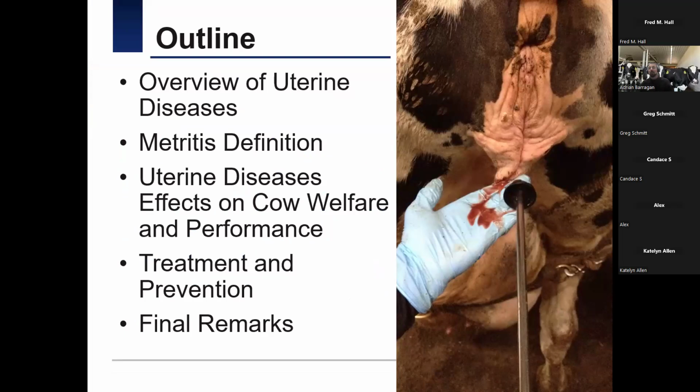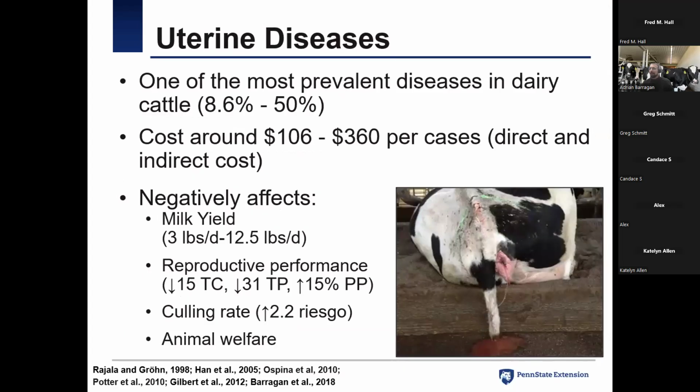We'll start with a quick overview of uterine diseases. Then we're going to dive into the metritis definition, all the different definitions that have been proposed out there, and which one I consider the most applicable for our farms. Then we're going to cover the effects of metritis on welfare and performance, and then the latest treatment and preventative strategies.